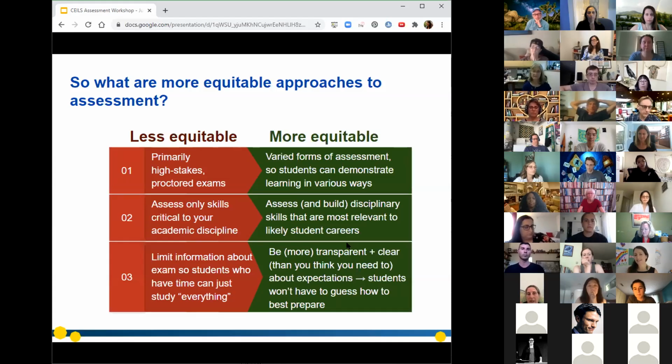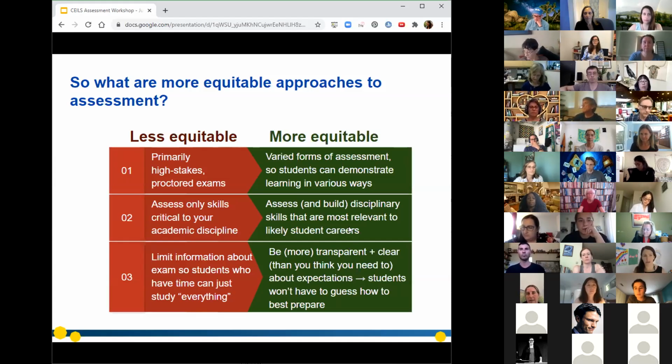And then finally, it's less equitable when some faculty limit information about the exam, which means that students who have the time can just study everything. But it's more equitable to be transparent and clear, more than you think you need to be, about expectations, so that students won't have to guess how best to prepare. I'm not advocating giving a practice exam that looks just like your exam. But you can give a practice exam that has totally different questions but a similar format, or something from last year's exam, or you can tell them how many multiple choice questions there will be and how many problems they will have to solve. First, let them know the structure. Give them practice beforehand.